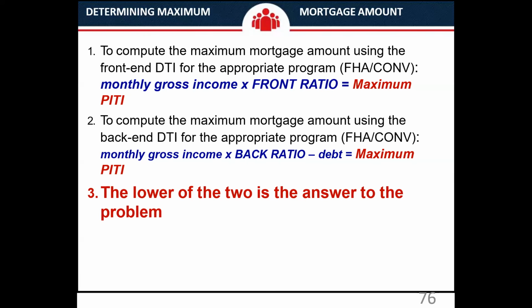You just simply look at them once you calculate. If one's 85% and one's 65% amount, the amount for the one that's 65% would be the lower of the two.